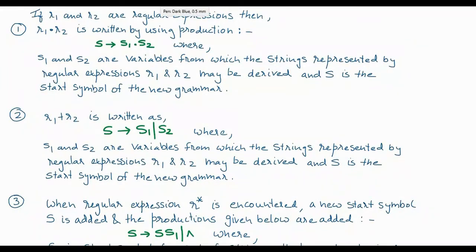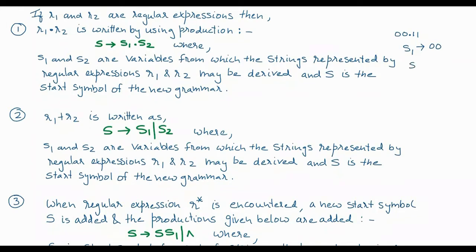I am repeating with the example. Suppose there is a regular expression of type 0 0 1 1. So the string 0 0 and string 1 1 are concatenated. So what I can do, I can have one production S1 that is going to give you 0 0.